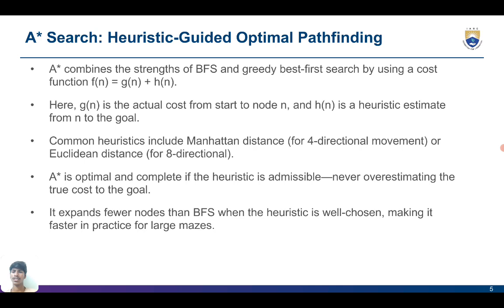Common heuristics include Manhattan distance for 4 directional movement or Euclidean distance for 8 directional. A star is optimal and complete if the heuristic is admissible, never overestimating the true cost to the goal. It expands fewer nodes than BFS when the heuristic is well chosen, making it faster in practice for large mazes.